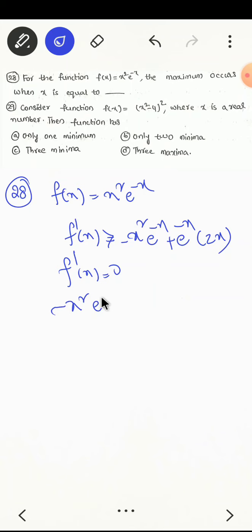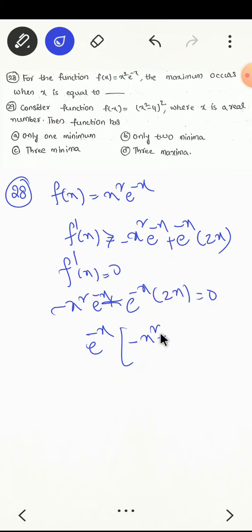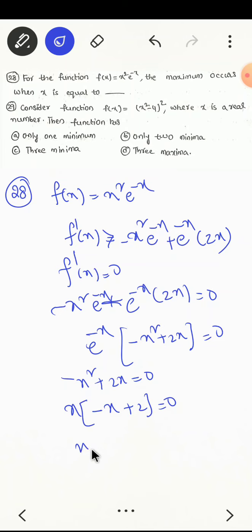So minus x square e raised to power minus x plus e raised to power minus x into 2x equal to 0. E raised to power minus x is common, then minus x square plus 2x equal to 0. One thing is e raised to power minus x equal to 0, and the other thing is minus x square plus 2x equal to 0. Then if I take x common, that will be minus x plus 2 equal to 0. So the points are x equal to 0 comma 2.